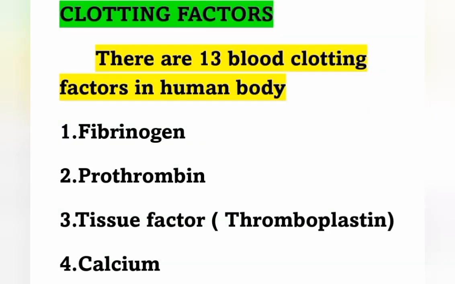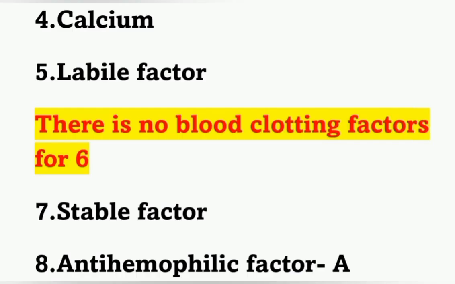And next, another important area, clotting factors. There are 13 blood clotting factors in the human body. We can see one by one. First factor, fibrinogen. Second factor, prothrombin. The third factor, tissue factor or thromboplastin. Fourth factor is calcium. And fifth factor is labile factor, and there is no blood clotting factor 6.